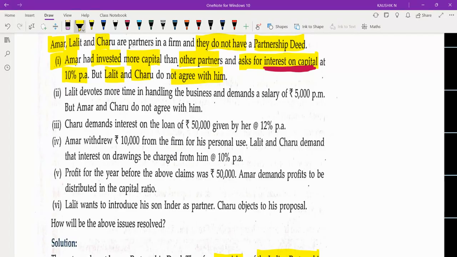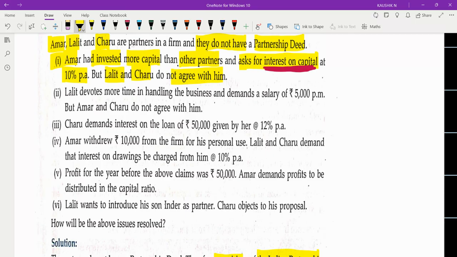So in the first case, the key point is interest on capital. So you'll mention very clearly, since there is no partnership deed, Amar will not be allowed interest on capital as per the provisions of the Indian Partnership Act 1932. Am I making sense to you? Are you all able to understand the concept of the first problem?